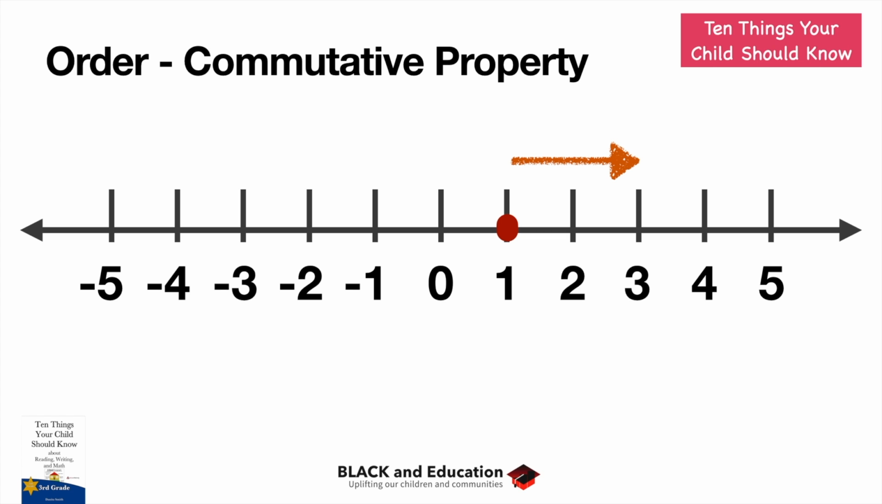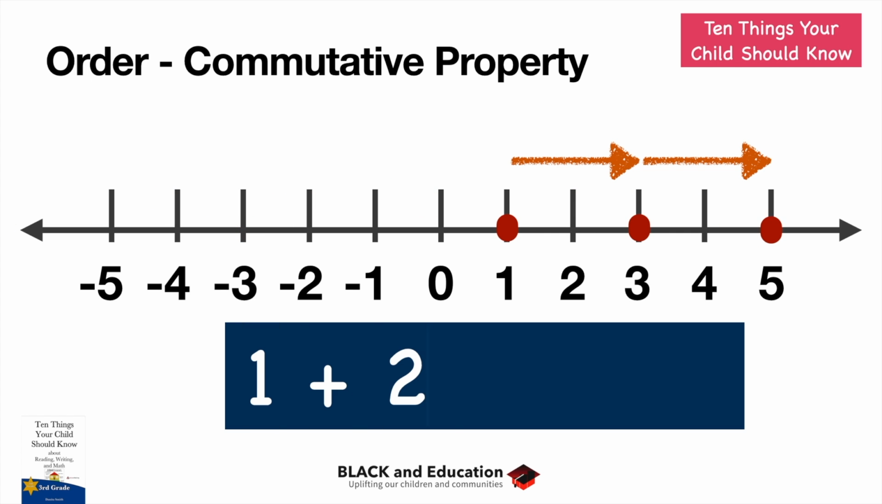Let's say I start out at the number 1 and I want to go up 2. If I go up 2 from number 1, I'll be at 3. And if I go up another 2 from 3, I'll be at the number 5. So essentially what that's telling me is that 1 plus 2 plus another 2 is equal to 5.